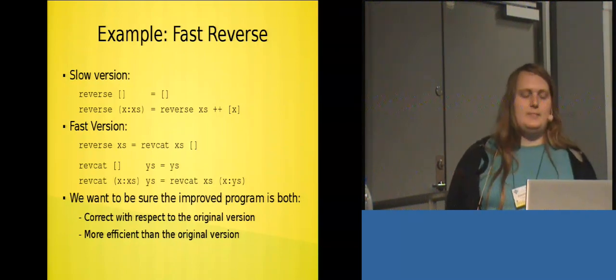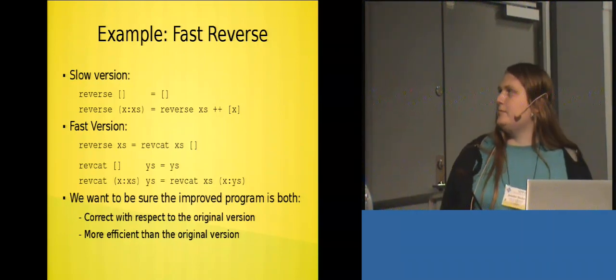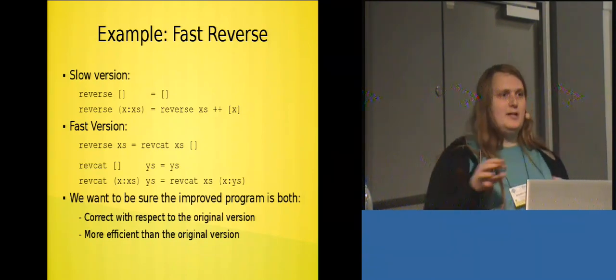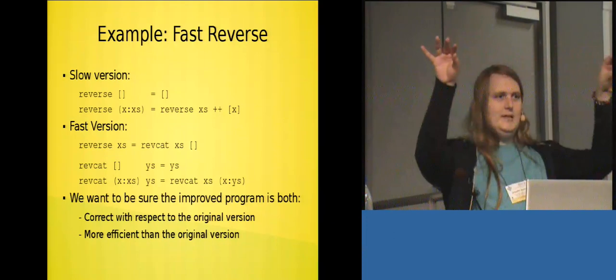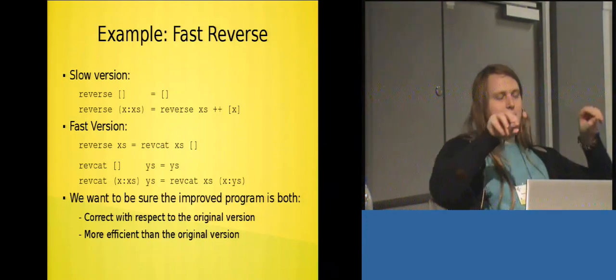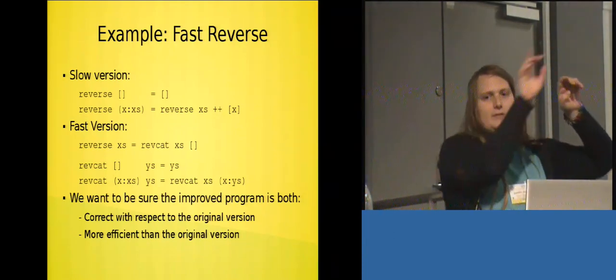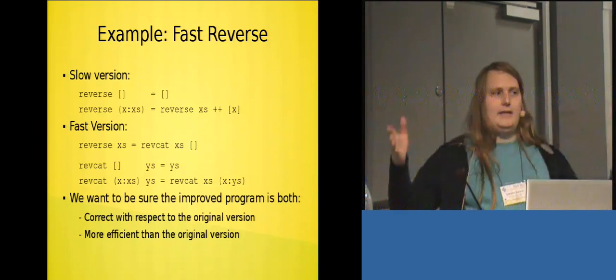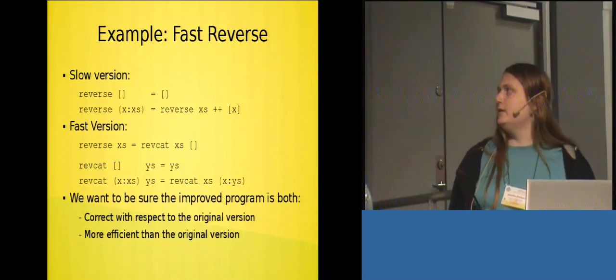So you maybe want to replace it with this faster version, which I will call fast reverse, where you have an accumulating parameter. You start with the list, you take elements off one list and stick them on the front of the other one until you've got nothing here and the whole list here, but in reverse order.